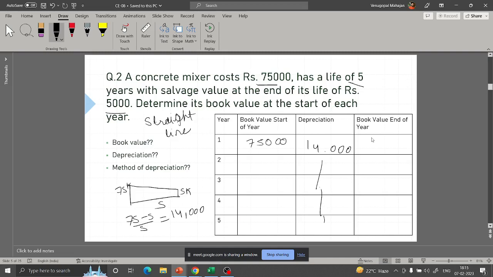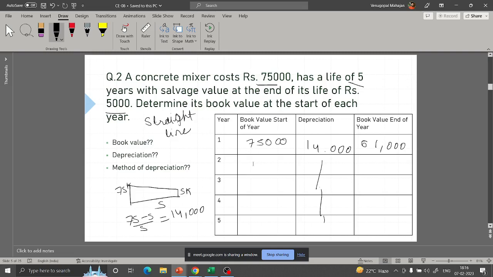So by this calculation, if it reduces by 14,000 for the first year, its book value at the end of first year becomes 61,000, right? Or am I missing something? Guys, you will have to respond so we can move on fast. Yes, sir. Correct. Then, okay, thank you.